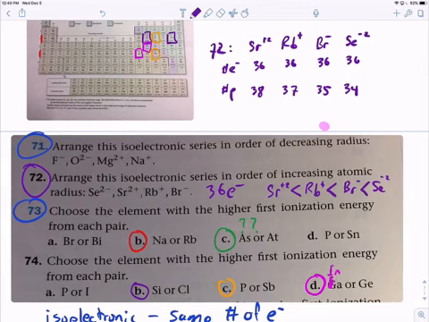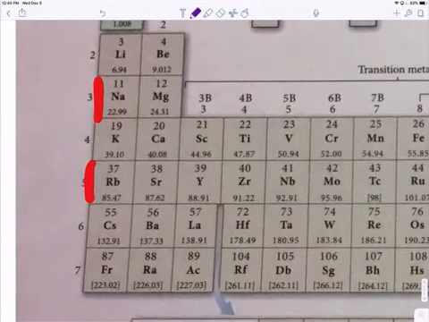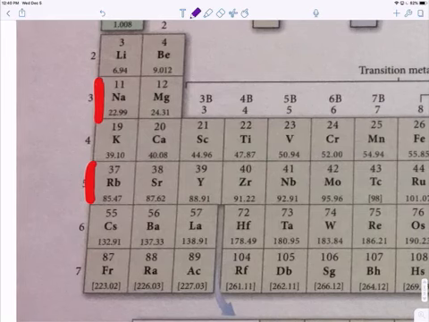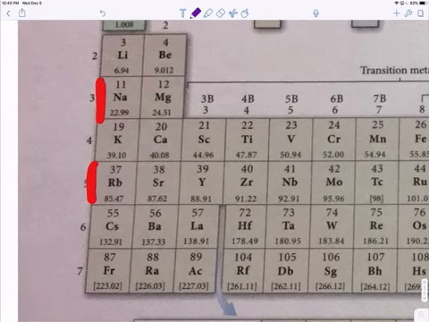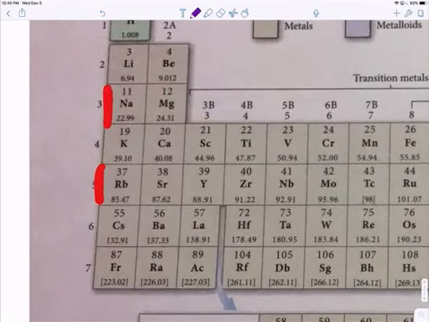So remember, when you make an ion, you rip off the electrons. So if you look here at strontium, strontium's right there, number 38. The atom has 38 protons and 38 electrons. The +2 ion has 2 fewer electrons, 36 electrons, but still 38 protons.